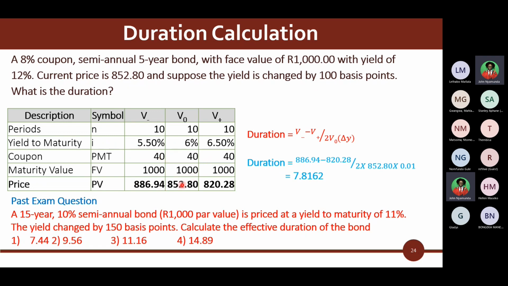If you are here, you can make a small dance, because we have all the factors you need to calculate your duration. Now we can say V minus is 886.94. V plus is 820.28. We are just taking from your table. Divided by 2 V naught, V naught is 852.8, so 2 times 852.8, times the change in yield of 100 basis points, which is 0.01. If you solve this formula, it gives you 7.8162. Questions, ladies and gentlemen.